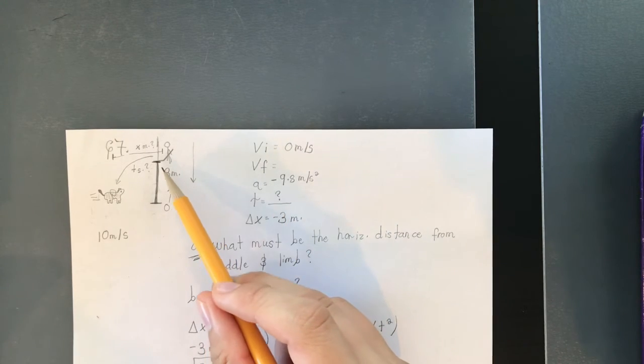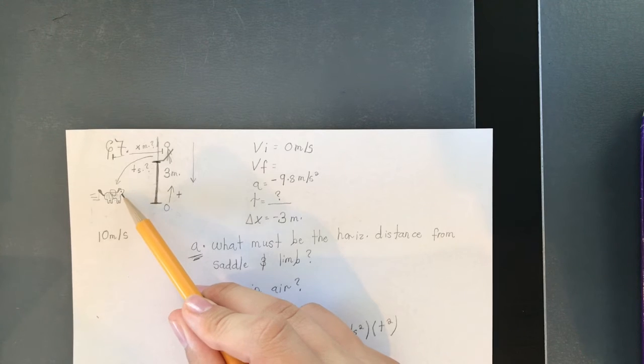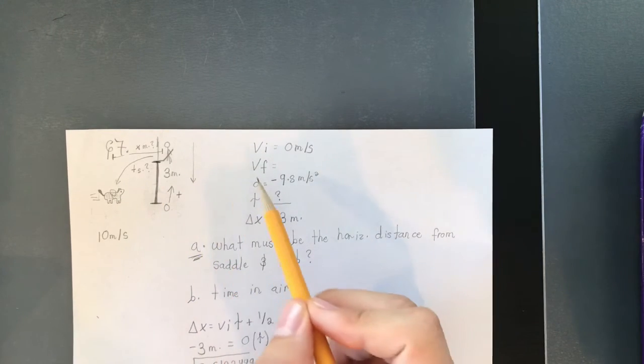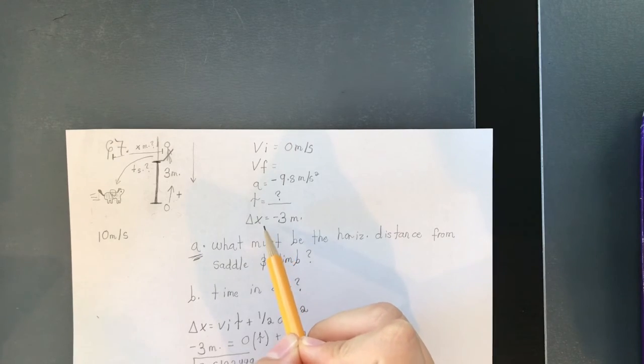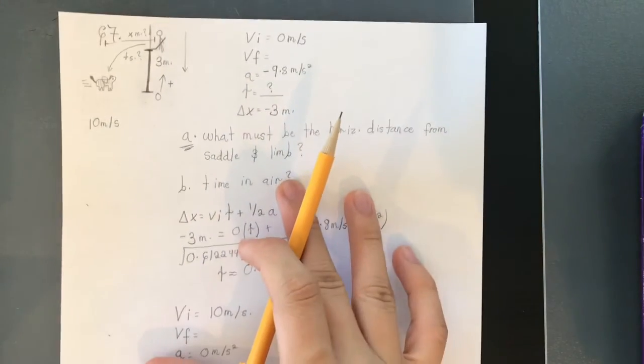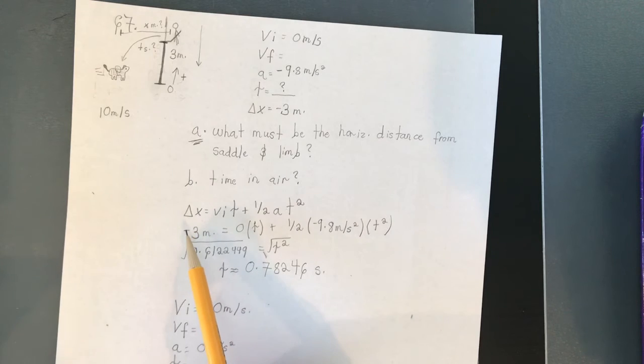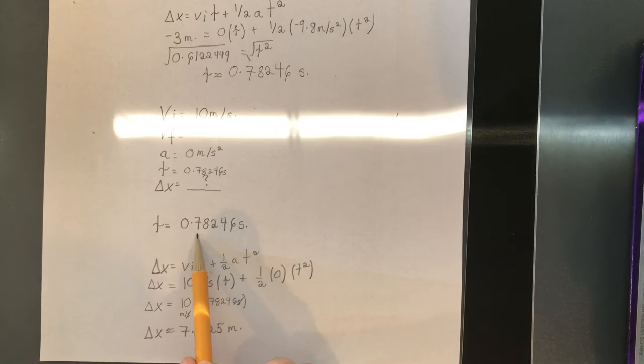We know that the distance between him and the saddle will be 3 meters, but in a downwards direction, therefore we have a negative 3 meters as our displacement. When we plug this into displacement equals initial velocity times time plus 1/2 acceleration times time squared, we end up getting 0.78246 seconds.